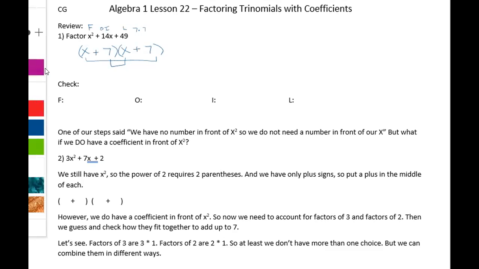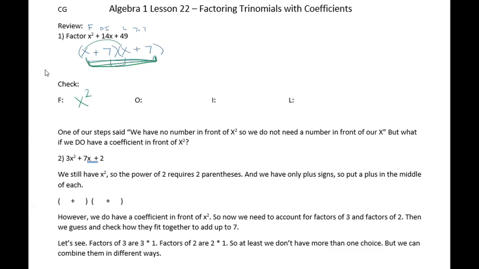I'm going to pull up a different color so that we can show you. So our first terms would be our x times our x. That's not much of a different color, but that's x squared. Our outside one right here is going to be x times 7, so 7x. Our inside term is 7 times x. And our last terms is 7 times 7. And then we just add all of these things together. So we have x squared, 7x plus 7x is a 14x, plus 49. And that is indeed what we started with. So we know that we factored it correctly.